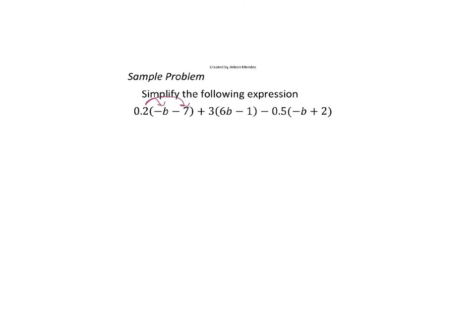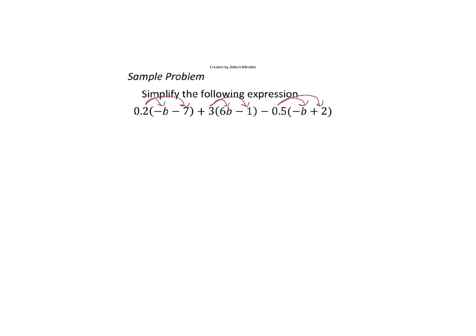And we'll do the same thing here. We'll multiply this 3 to that term, then to this term, and this -0.5 to this term, and then to this term. All right, so that's how we're going to solve the problem, but let's be very specific about this, and let's use PEMDAS, the order of operations.